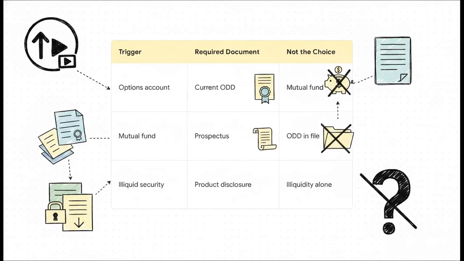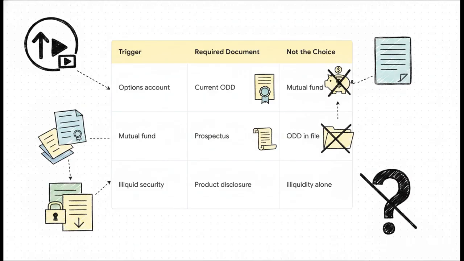Now, take a look at this breakdown. One account can hold multiple products, right? But each product or account feature triggers its own unique disclosure document. If the trigger is an options account, the required document is the current options disclosure document. Why? Because options carry unique, massive risks that a client literally must understand upfront before they start trading. A mutual fund holding or an illiquid position does not replace this options account trigger.